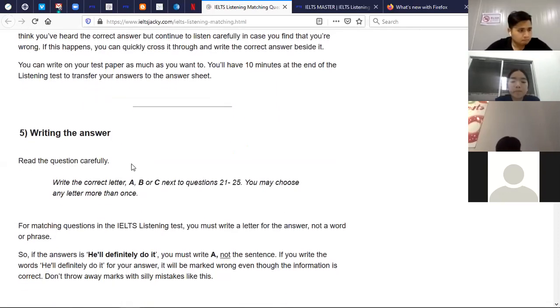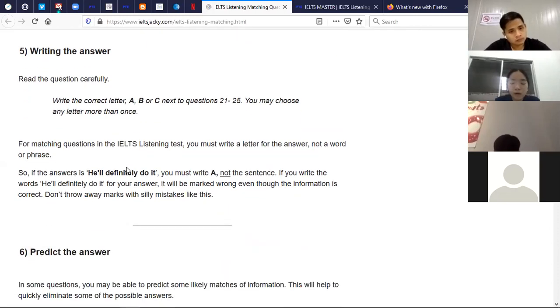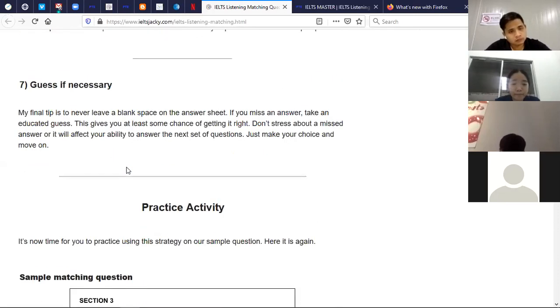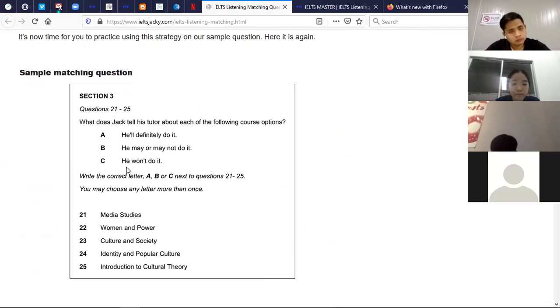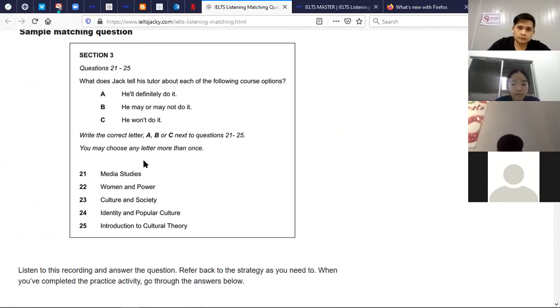Okay, this is how you get your score. So writing answers: be careful you follow the letter given. If they give you capitalized letters, please make sure you write capitalized letters, not the small ones. Prediction, guessing, and so on. So here is the practice. Before we go to our format of matching information, we'll do this one. This one is where you can use a letter more than once. You might use A more than once, or B more than once, or C more than once in this structure.